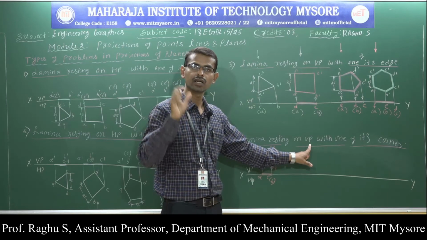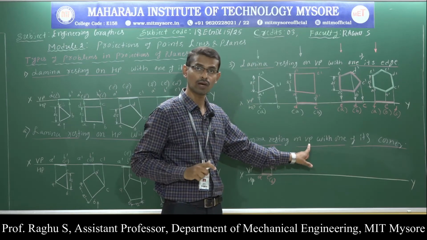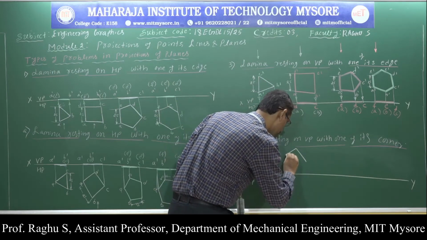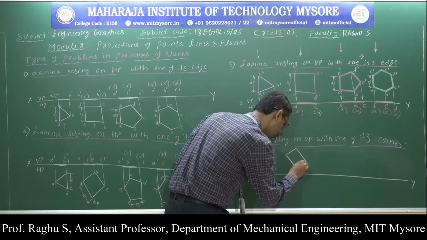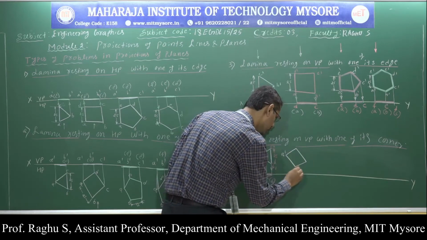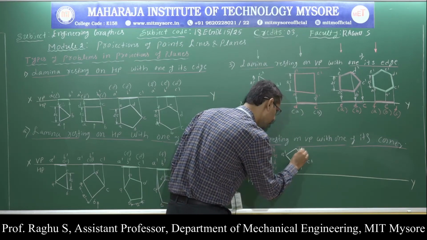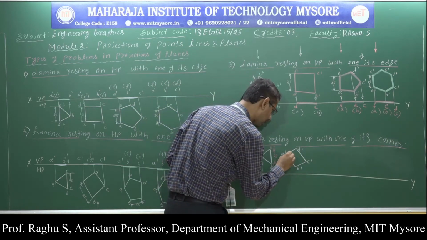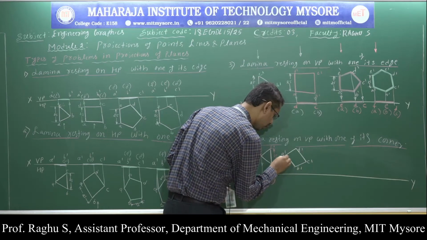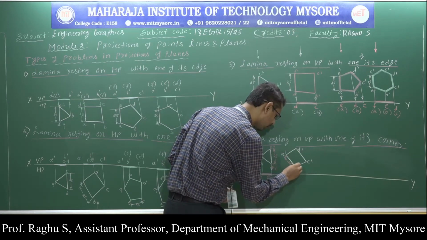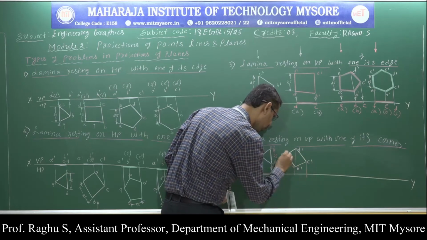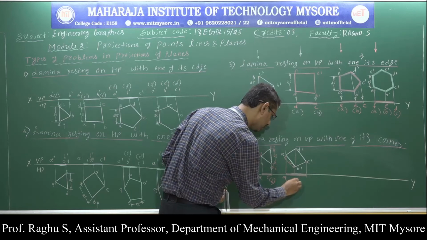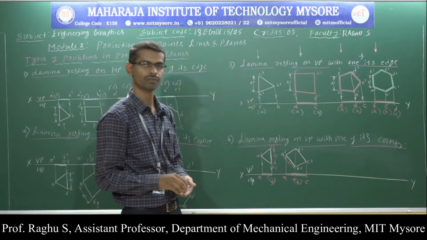Similarly, for the square lamina resting on VP with one of its corners, construct a square lamina considering the resting corner towards your left side. This is A dash, B dash, C dash and D dash. Four corners are there. Now we can indicate the dimension, 25 mm. Next, draw projections from all four corners to get the top view. A visible, D visible, B invisible and C visible.